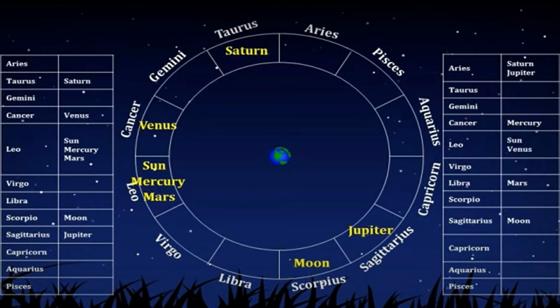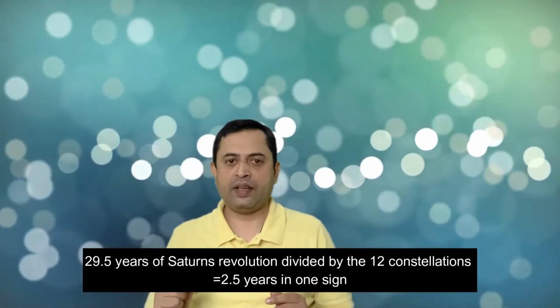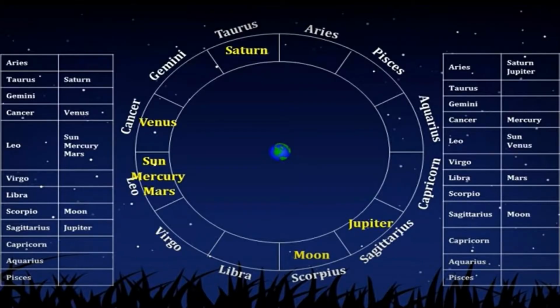Now if you divide the revolution period of Saturn by 12 Rashis or star signs, it is 29.5 divided by 12, 2.5 years approximately. So Saturn stays in a Rashi or star sign for 2.5 years approximately. So if you compare the charts on the left and the right, Saturn has traveled through 11 Rashis. So we can calculate that 2.5 times 11, 27.5 years have passed since the chart was first made. Now this is an approximate calculation to help you understand things better.